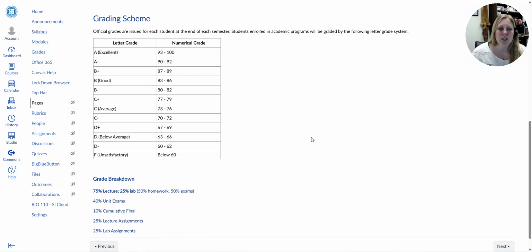A couple of key notes here, your grade breakdown, just to throw this out again, is 50% homework, 50% exams, with 25% of that homework coming from lab and 25% coming from lecture. If you do not complete your homework in lab and lecture, you will not pass the class, even if you get A's on every single exam.